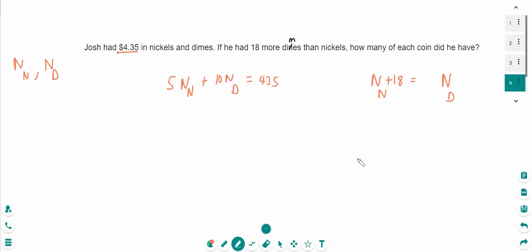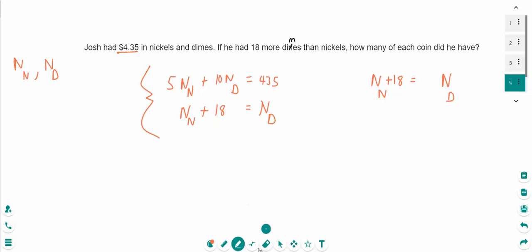All right? Hopefully, again, that makes sense. That is probably the trickiest part on all of these problems. And they're not always going to be worded this way, but when they are, that is the trickiest part of the problem. All right, so there's our second equation. We have n sub n, number of nickels, plus just 18 is equal to the number of dimes.